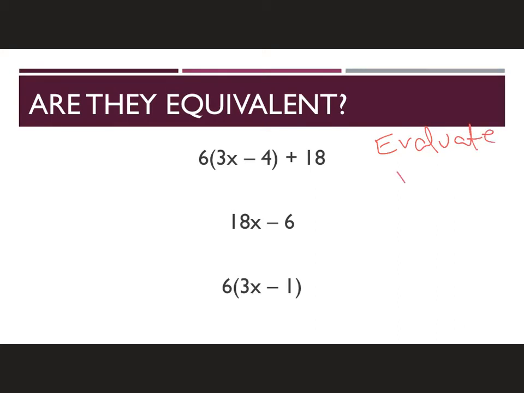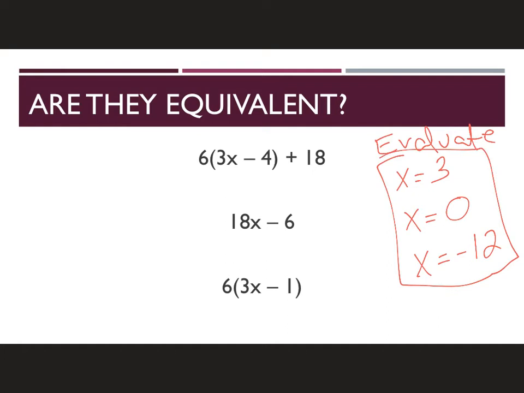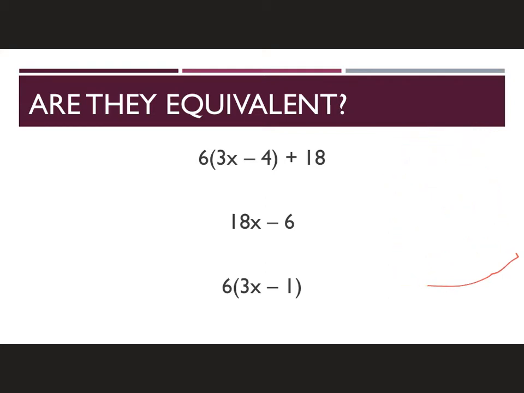So we can try evaluating them for x equals 3 and see if they all give you the same value. If they do, then maybe try what happens if x equals 0 or x equals negative 12, whatever. But you want to evaluate multiple numbers just in case somehow for that one value it does give you the same. The other way to check to see if they're equivalent is to actually see if you can make one from the other.